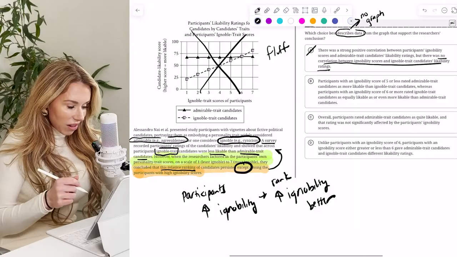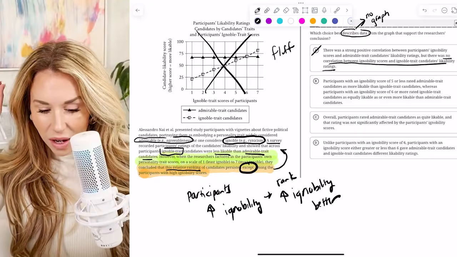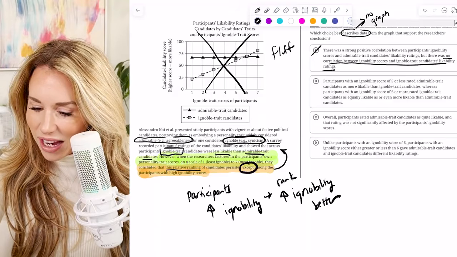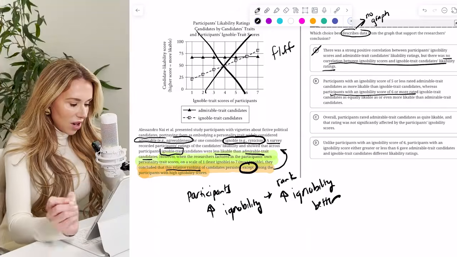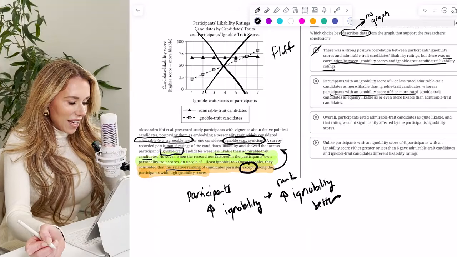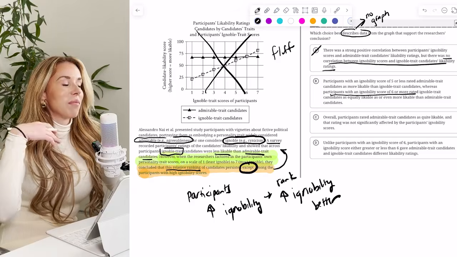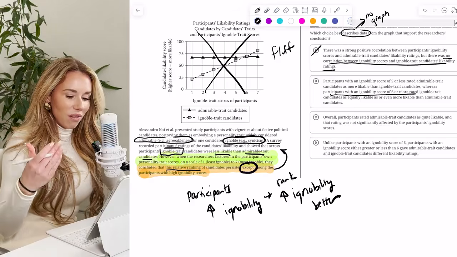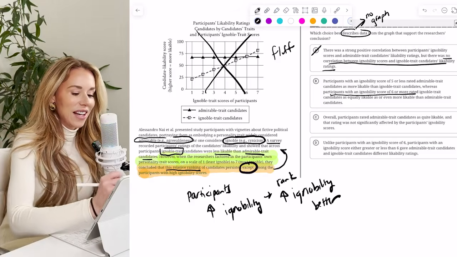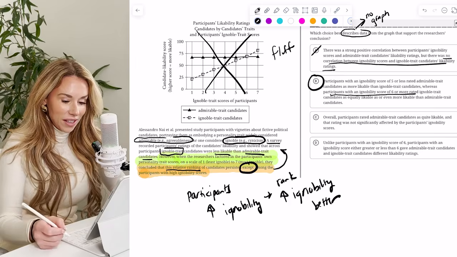This goes with the claim because participants with high ignobility scores will rank ignoble trait candidates as maybe as likable or more likable than the other candidates. So we're going to go with B.